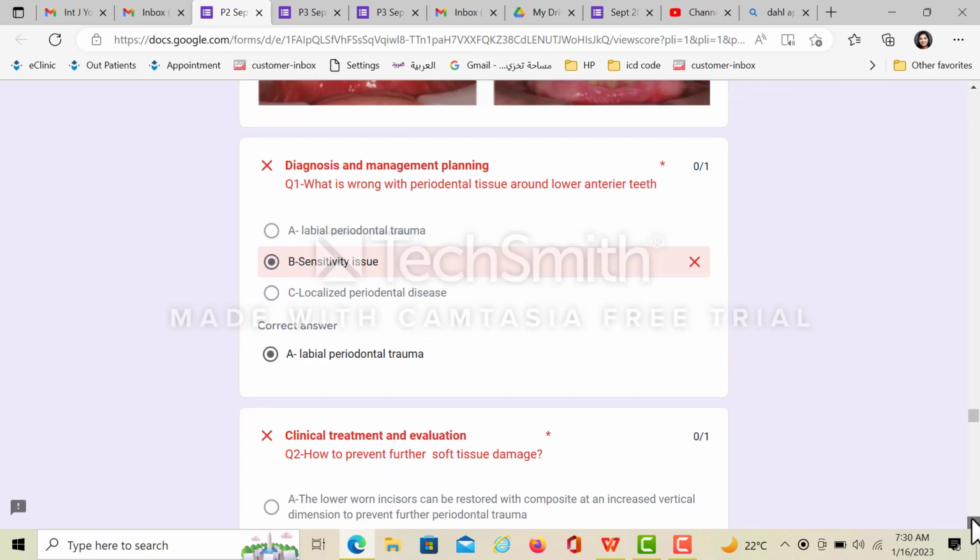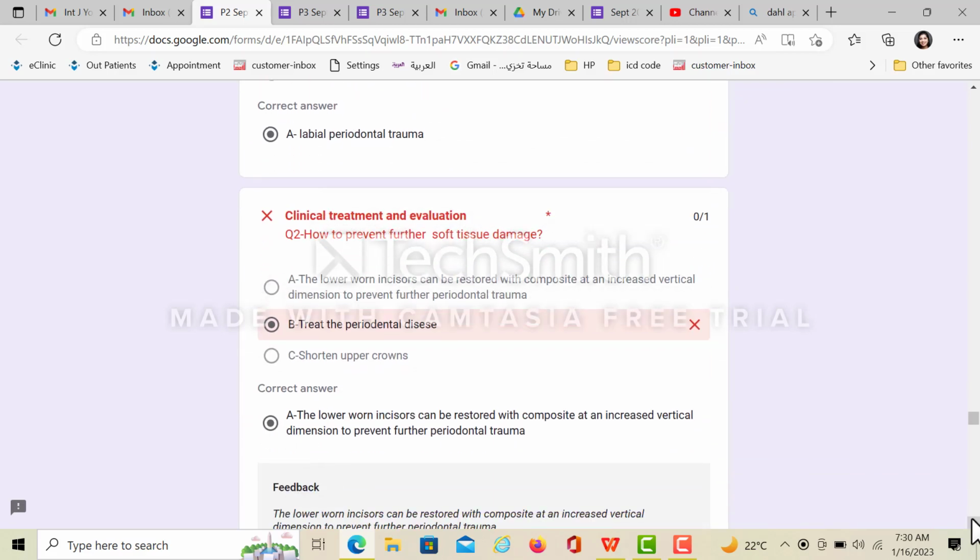You understand? Now, how to prevent further soft tissue damage? So first of all, why did the soft tissue damage occur?